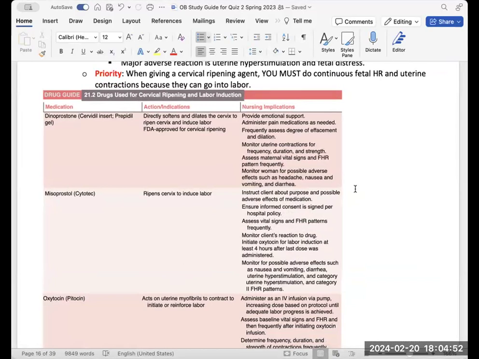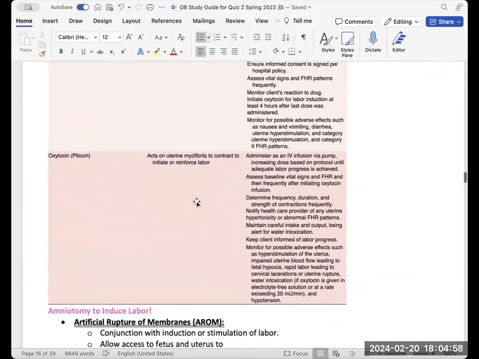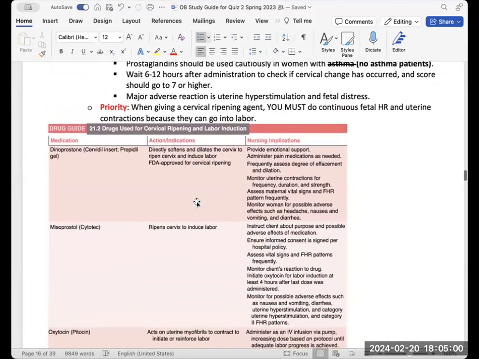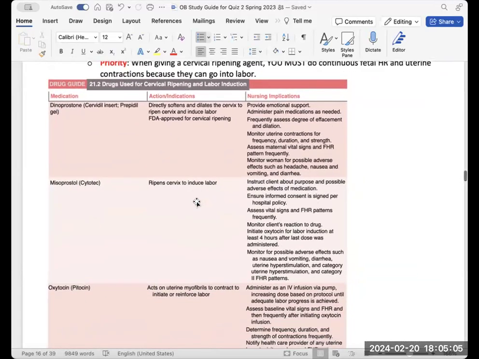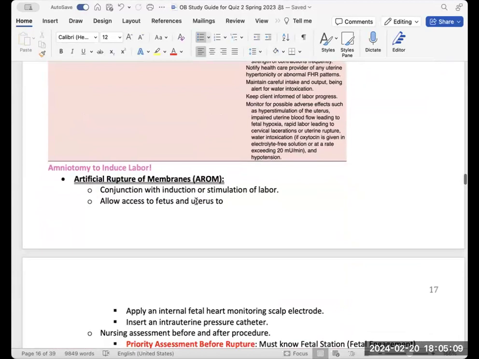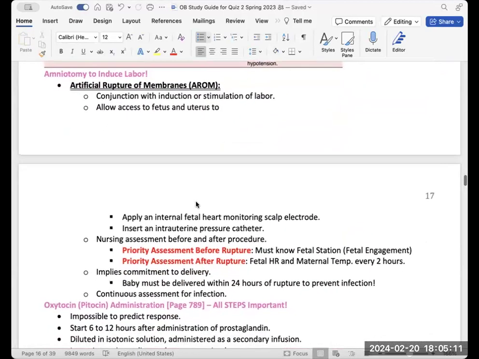Okay. Also, go into your drug guide, go to this chart in the textbook that goes over the nursing implications for each of these medications. Definitely do look these over. Okay? Just look over the chart, just read it through. Okay.